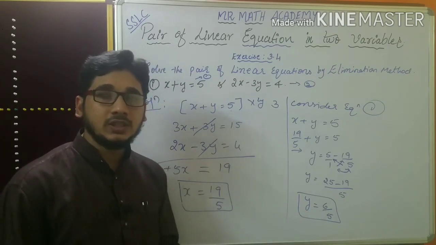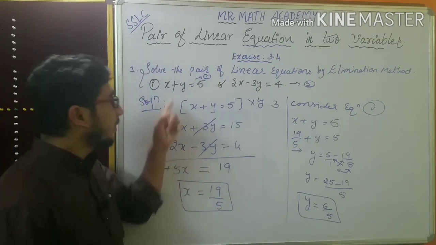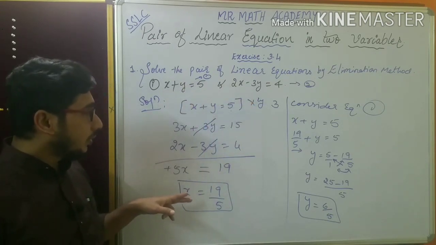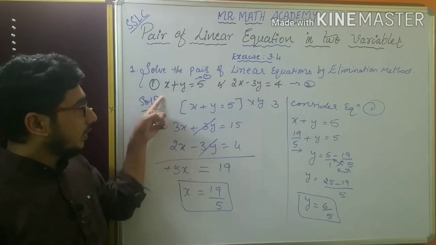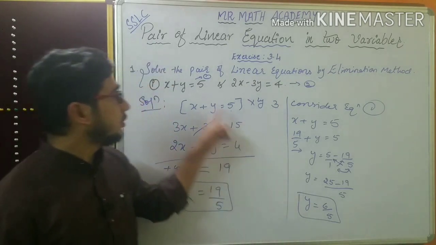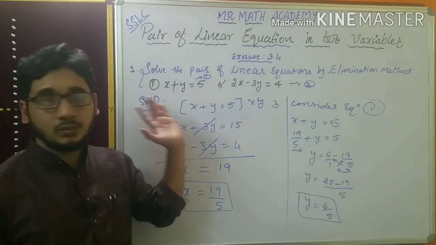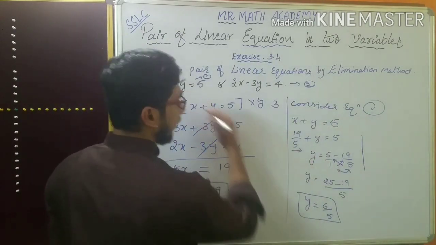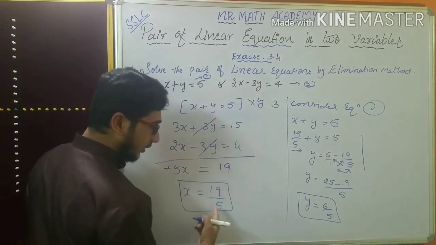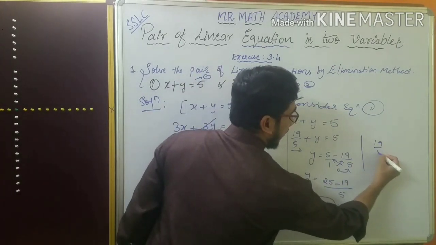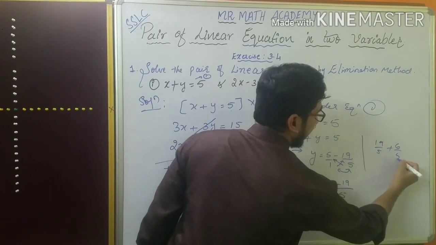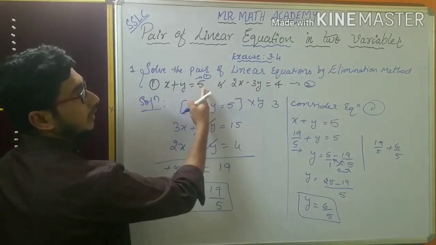Okay. If you want to check whether it is right or wrong, just take this equation, the simple one. Substitute x is equal to 19 by 5 here and y is equal to 6 by 5 here. You will get the answer 5. If you want, I will cross check here. See here, x is how much? I got 19 by 5 plus y, how much? 6 by 5. See, you have to get the answer 5.